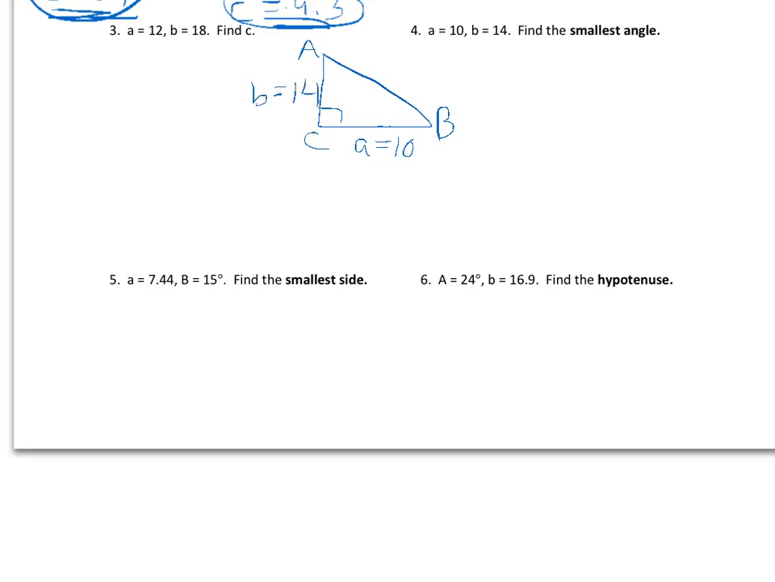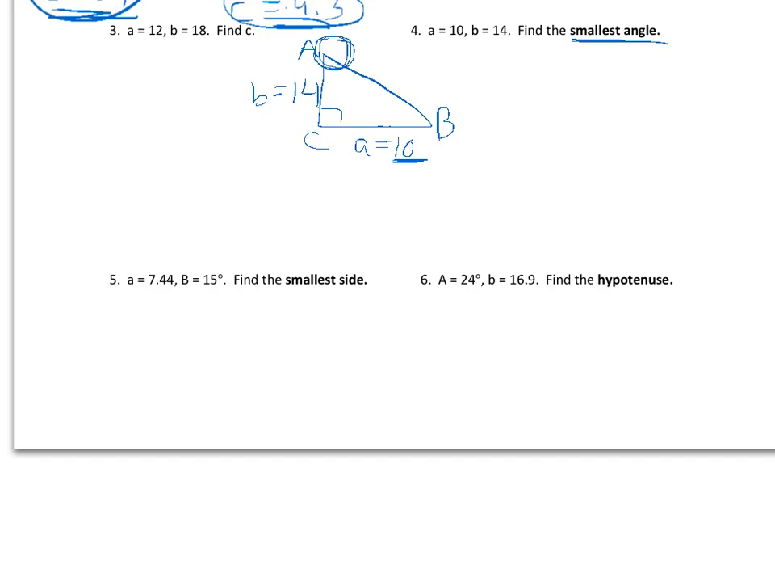Now all it wants us to find here is the smallest angle. Well, the smallest angle is either going to be angle A or B, and it's going to be whatever the smallest side is. So the smallest side here is 10, so that means the angle across from it is going to be the smallest angle. This is going to be the smallest angle right here. Okay, so I want to find angle A.